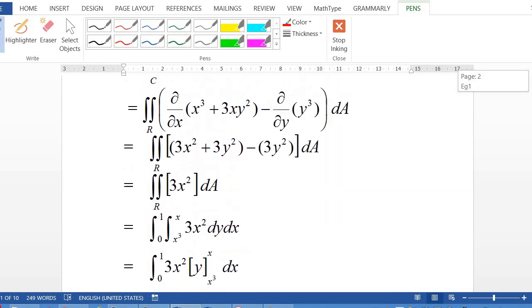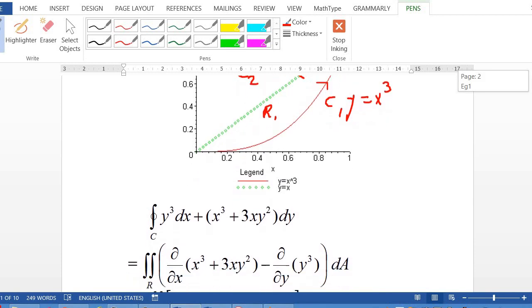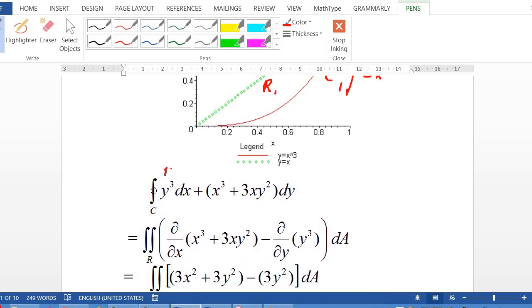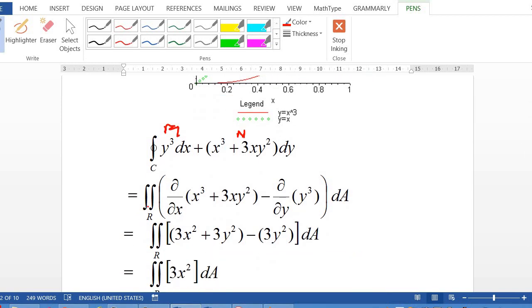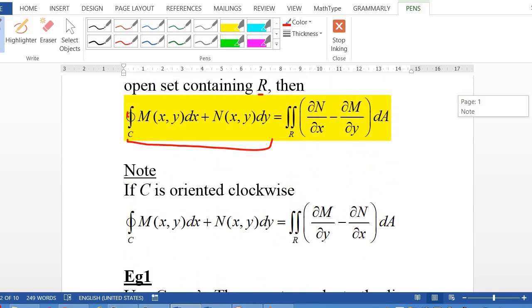First of all, we look at using Green's theorem. The first one is M. This is the N. The integral of y cubed dx plus x cubed plus 3xy squared dy using Green's theorem will be equal to the double integral of del del x of the coefficient of dy, x cubed plus 3xy squared, minus del del y of the coefficient of dx. So that's your formula here.